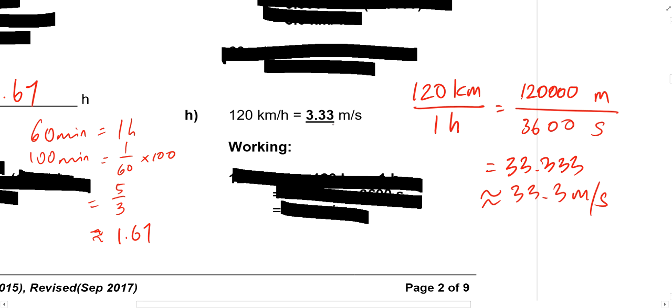Okay, the answer is 33.3, not 3.33. 33.3 meters per second. That's very fast. That is absolutely right. If you leave it in fraction, you will be deducted marks.